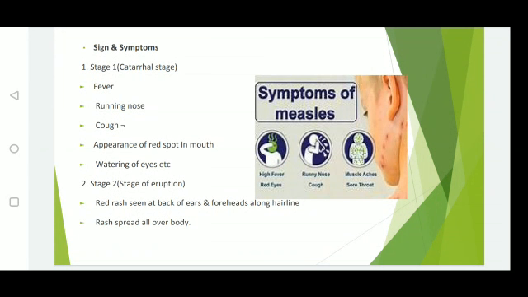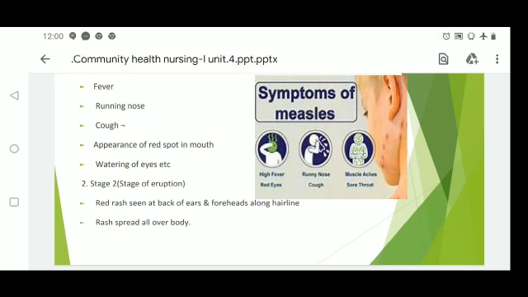And we'll go on to see what stage 2 is. The other name of stage 2 is the stage of eruption. Here we can see the red rashes at the back of the ears, the forehead, and along the hairlines. First, the red rashes will be forming at the back of the ears, then the forehead, along the hairlines. And then this red rash will be spreading all over the body. So that is stage 2.